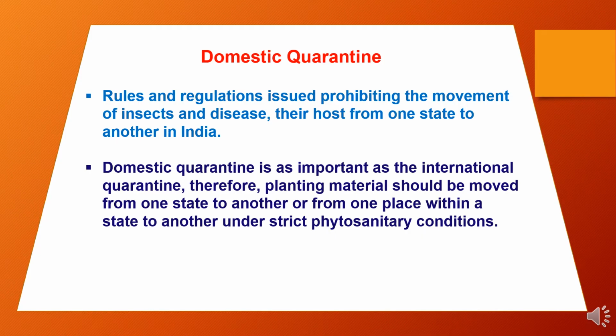Under domestic quarantine, rules and regulations are issued prohibiting the movement of insects and diseases and their hosts from one state to another in India. Domestic quarantine is as important as international quarantine. Therefore, planting material should be moved from one state to another, or from one place within a state to another, under strict phytosanitary conditions.